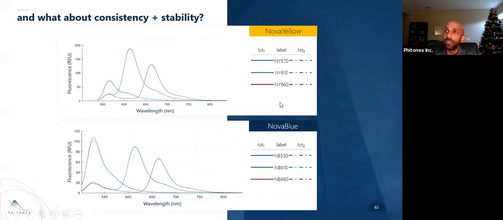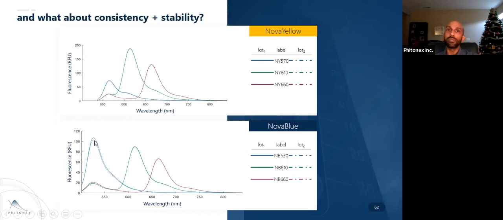So what about consistency and stability? More specifically, what about your lot-to-lot variation? If you look at these graphs, up top we've got our Nova Yellow dyes, and on the bottom our Nova Blue dyes. Each color line actually has 2 lines. The 2 lines represent our 2 lots, and it's very difficult to see because there is almost no variation.